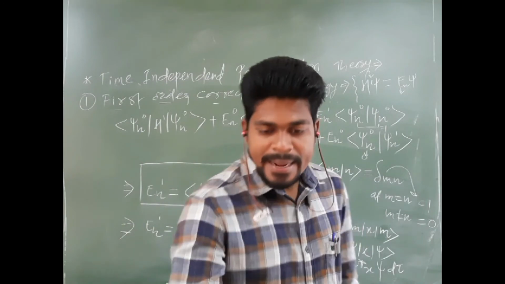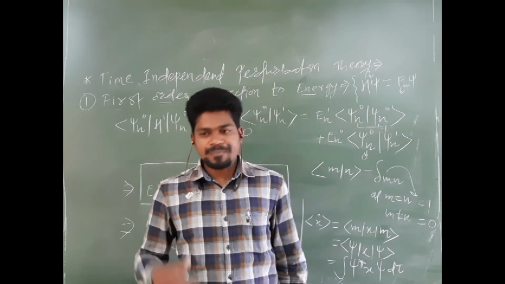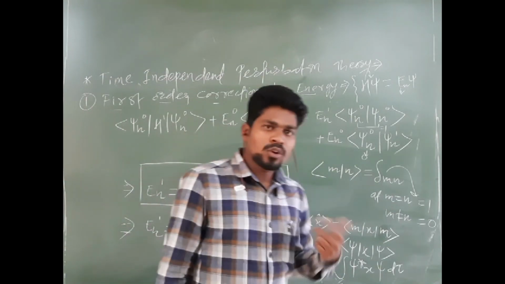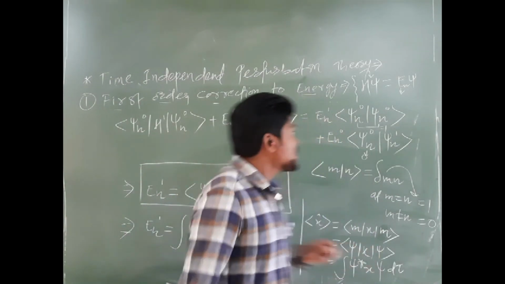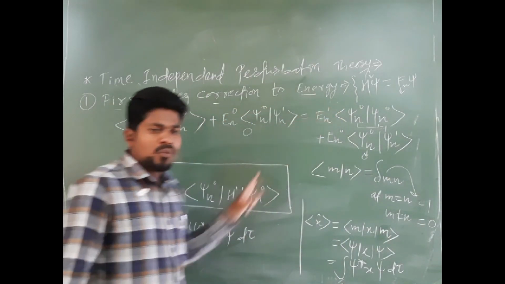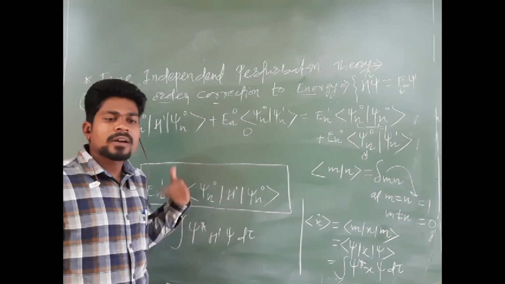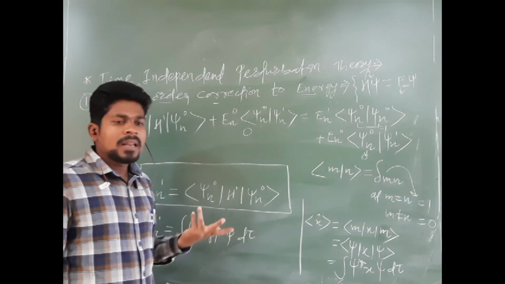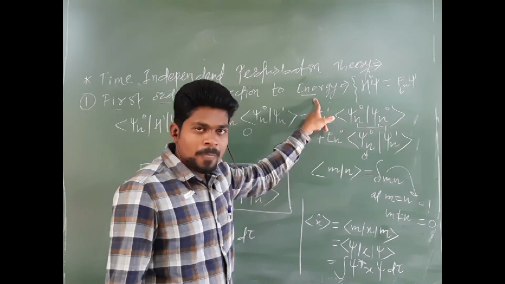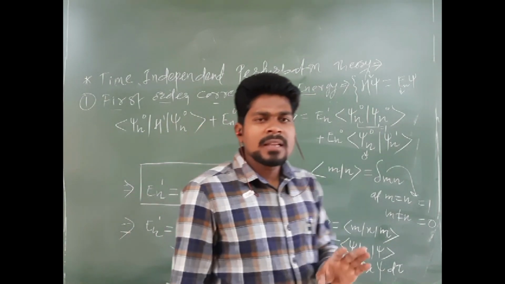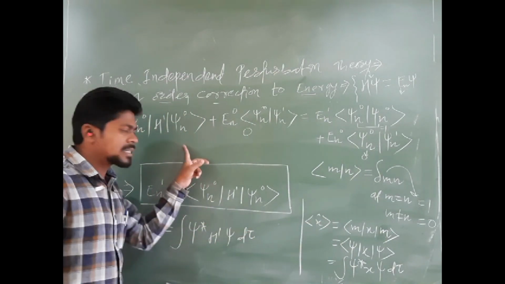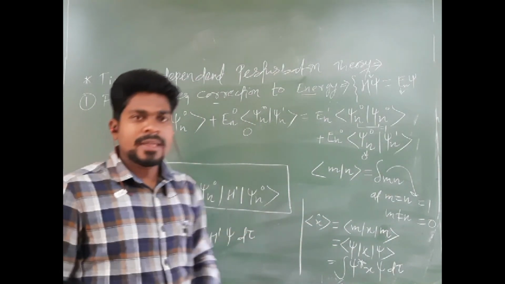So in the next lecture we will discuss some problems on this formula, and right after that we will discuss the first order correction to the wave function, because now we have derived the formula to find the first order correction to the energy. Again we will try to find the formula for the first order correction to the wave function. In that case also we will start our discussion right from the same equation that we started this discussion with. Okay, so thank you so much.